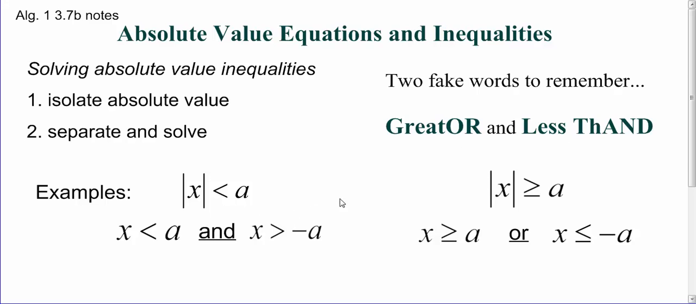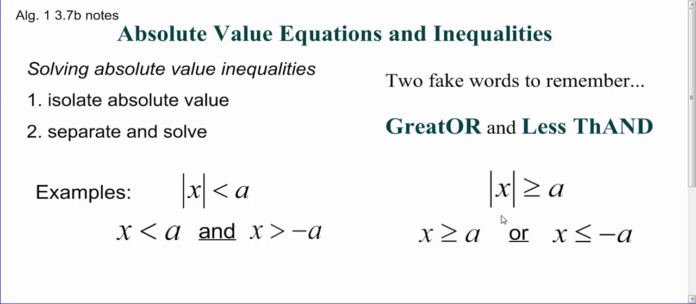Right here we have the absolute value of x is less than a. So that means x is less than a, and x is greater than negative a. So you split it into two. With equations, we just had to consider positive and negative, but with inequalities, we actually have to flip that sign as well. So x is greater than negative a, where x started with less than a.